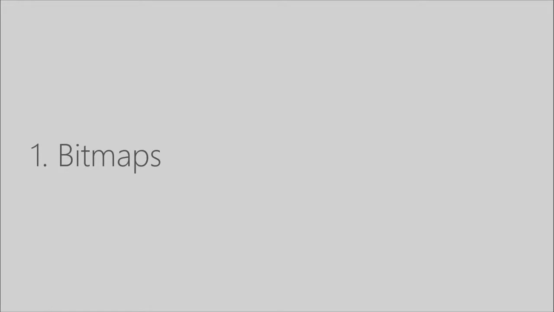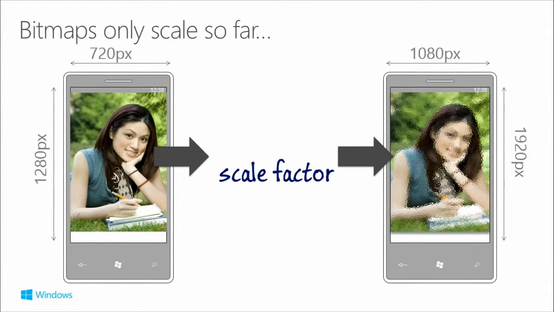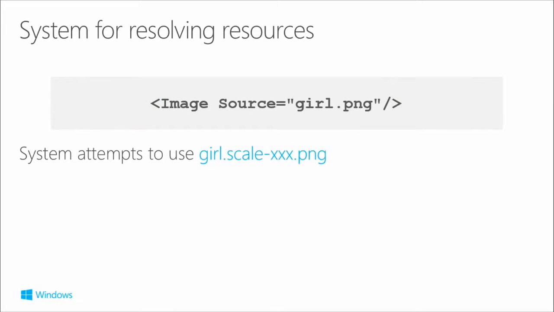So let's start with getting just the right bitmaps that we need for our low DPI and high DPI phones. Because bitmaps only scale so far, right? You have a 100 by 100 bitmap, and if you scale it up to 300 by 300 or 400 by 400, it's just going to start to look kind of bad. And so we have a system for resolving resources.